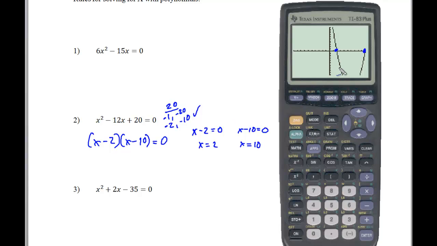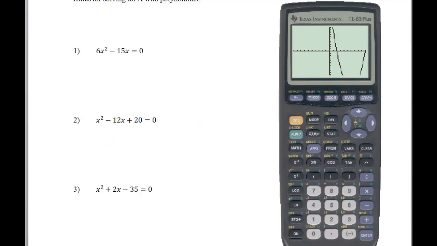So the calculator is really useful in checking your answer, but I do require all this work on the test, so it's not like you can just look at it on the calculator and get the right answers and get full credit. All right, let's look at problem 3.